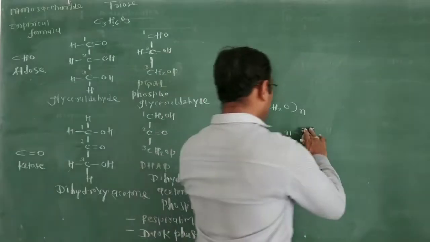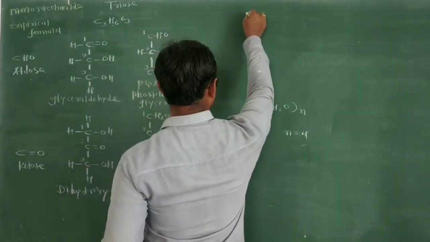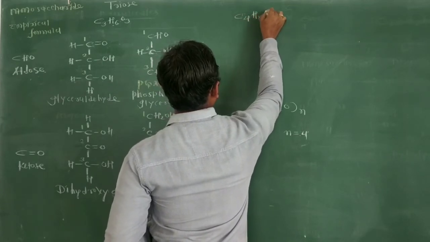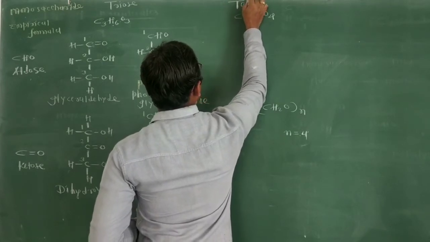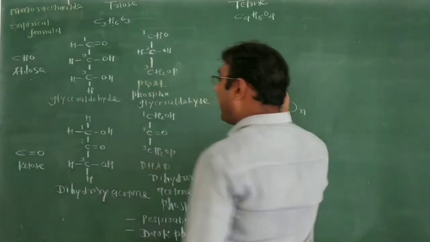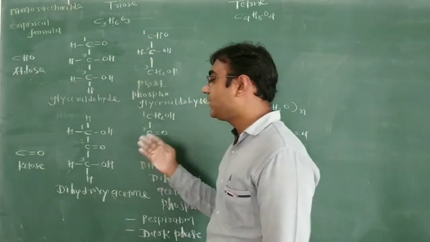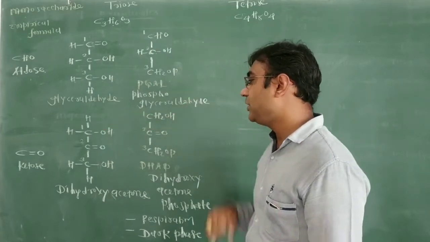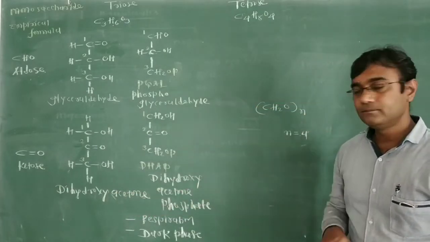Now we take n equal to 4. So what is the empirical formula of this monosaccharide? C4H8O4, and this is tetrose. For tetrose we have to prepare two types, aldotetrose and ketotetrose, as we prepared aldotriose and ketotriose. Which are the examples of aldotriose? Glyceraldehyde and PGAL. Ketotriose: dihydroxyacetone and DHAP.